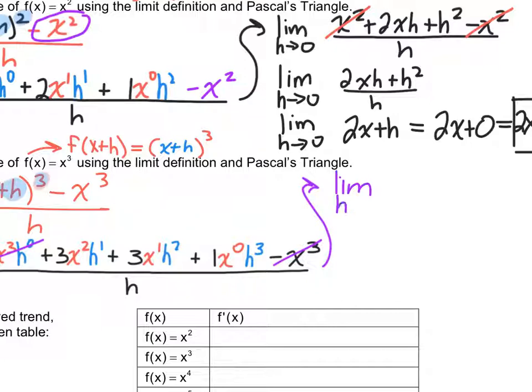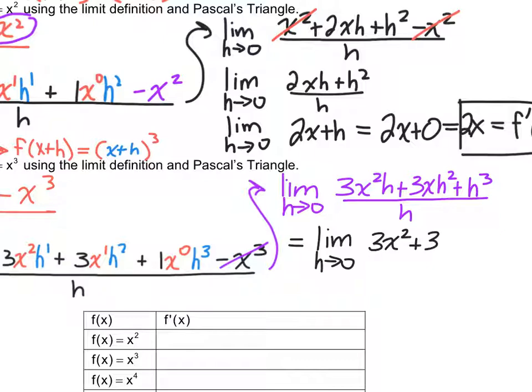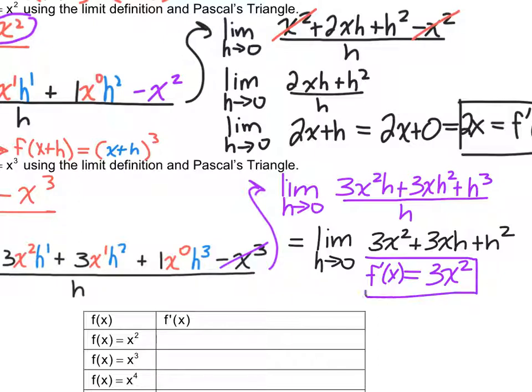So limit h approaches 0, 3x squared h plus 3xh squared plus h cubed over h. Now I could divide out the h. 3x squared plus 3xh plus h squared. Apply the limit. When you apply the limit, what do you get? Just the 3x squared. So f prime of x, or derivative, would be equal to 3x squared.